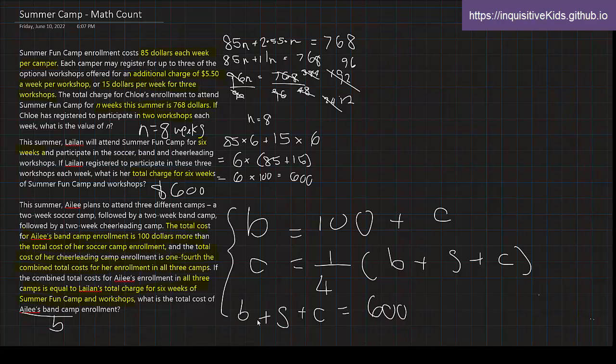So these are a set of equations right here. Just like this, we can quickly figure out B, C, and S. So first we can substitute this as 600. What's 1/4 of 600? That would be 150. So for her cheerleading camp, that would be $150. And now we can substitute this in, and B would be equal to $250. And if B is equal to $250 and C is equal to $150, 250 plus 150 is 400, meaning that she spent a total of $200 on soccer camp.